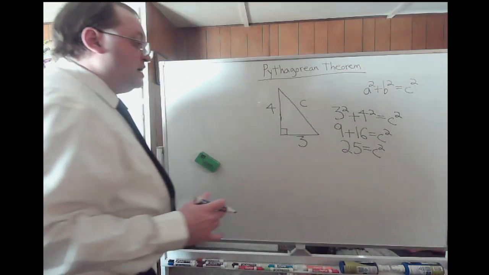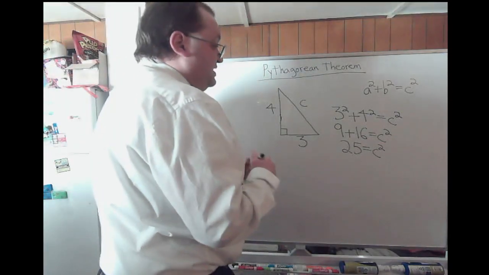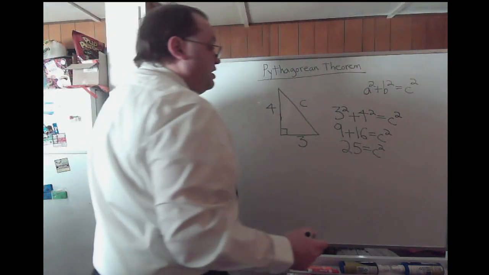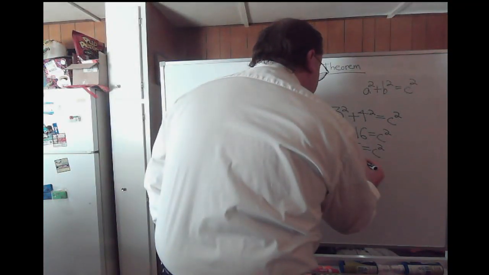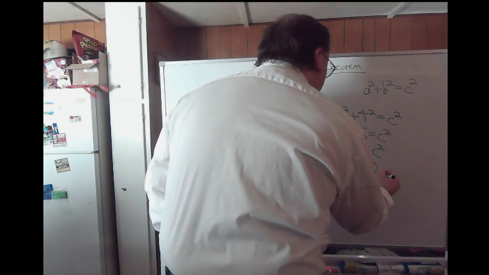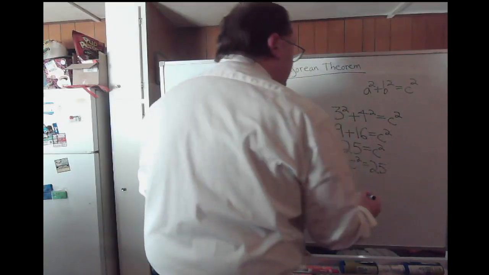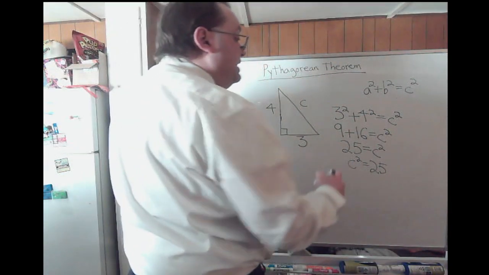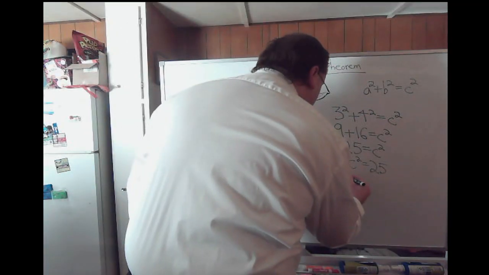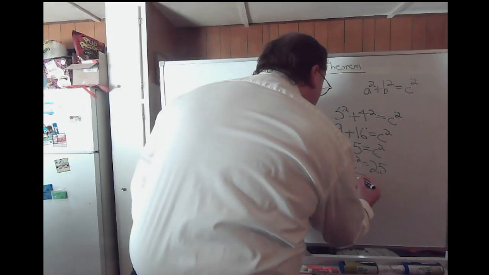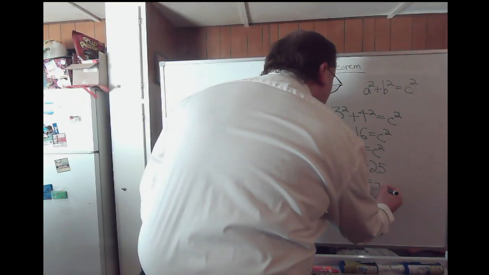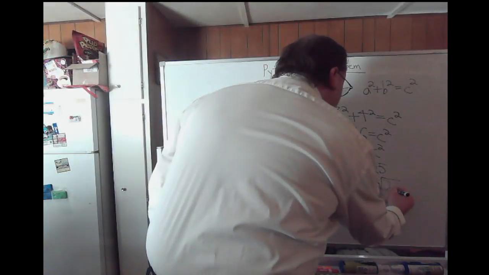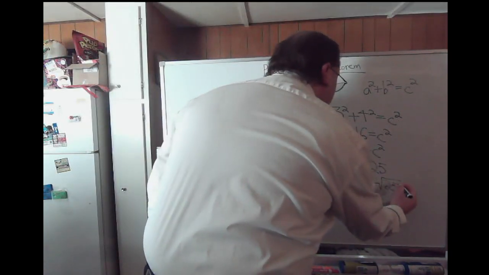Now, we want to get the length of C. We have C squared. We want to get the length of C. I can rewrite this first as C squared equals 25. In order to get the length of C, we need to take the square root of C squared. But what you do to one side, you have to do to the other. So we're taking the square root of C squared, which means we also got to take the square root of 25.